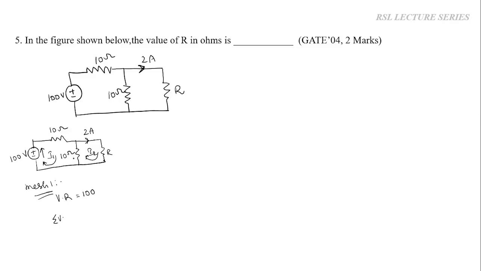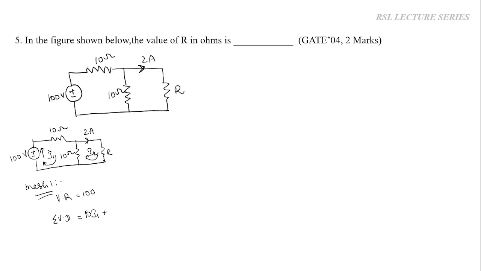Okay, now we have two 10 ohm resistors. So we'll write down the sum of voltage drops. The current flowing through this 10 ohm resistor is nothing but I1, so the voltage drop is 10 into I1. Similarly, the other 10 ohm resistor is lying in between mesh 1 and mesh 2.